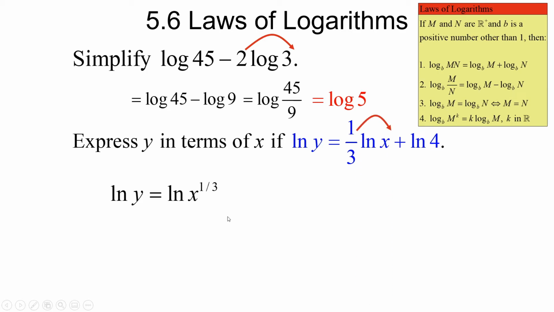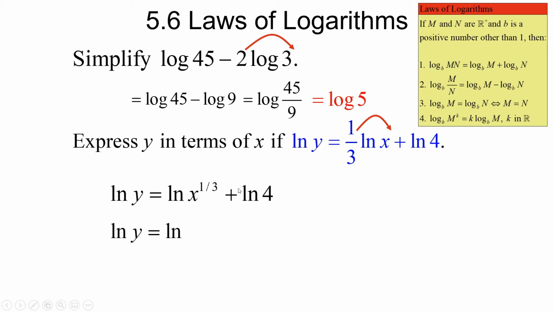Oh, look at that. Plus the natural log of 4. So there's my step 1. Now, if I can write this right-hand side as 1 natural log instead of the sum of 2 natural logs, I can finish this problem. So what's my rule right here?